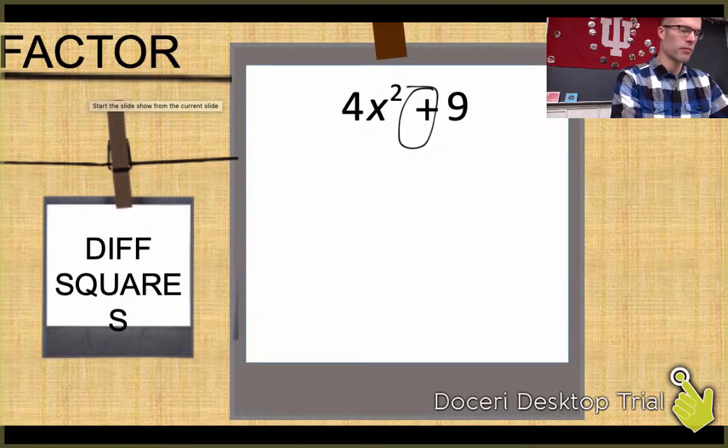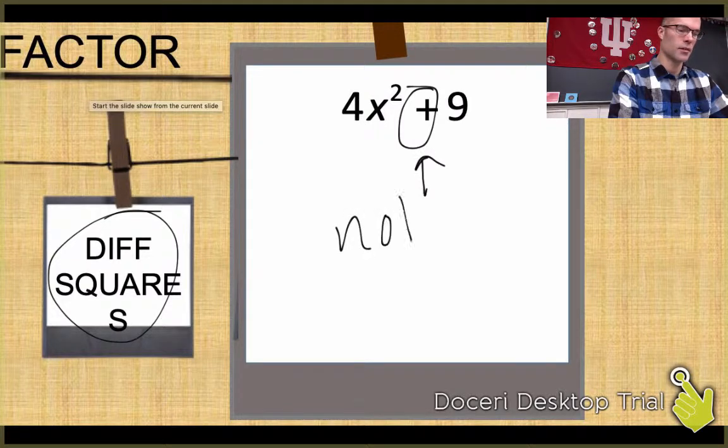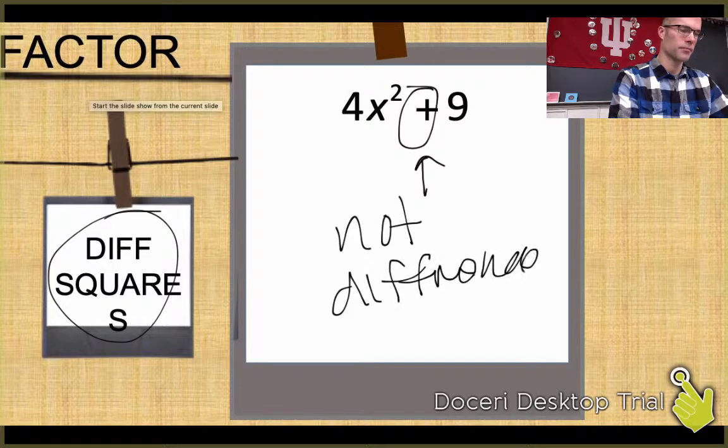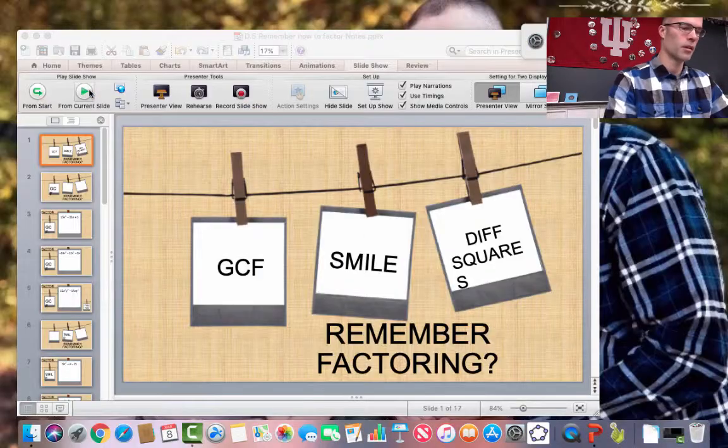This is a plus sign. Remember, this is difference, which means minus. So this is not a difference because this is a plus sign. So this is not a difference, so therefore this cannot be factored. Well, for difference of squares, this cannot be factored regardless.